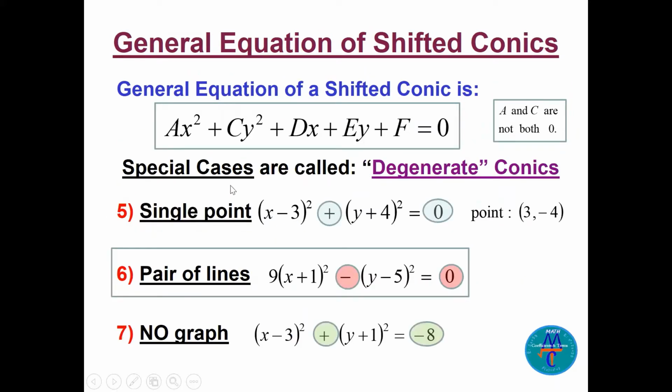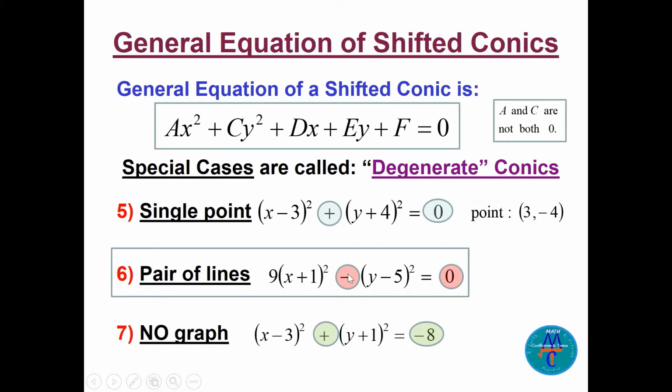Now these are special cases. We call them degenerate conics. Single point. When do we have a single point? If we complete the square on this equation, we have like an example, x minus 3 squared plus y plus 4 squared is equal to 0. So that's a single point. The point is (3, -4) on the graph. So you have to complete the square, then check. If you have something squared plus something squared is equal to 0, that means this is a single point on the graph.